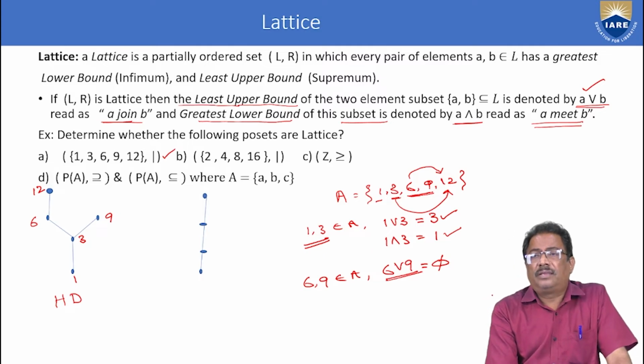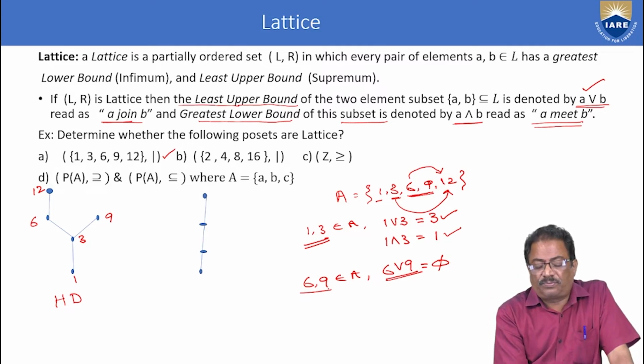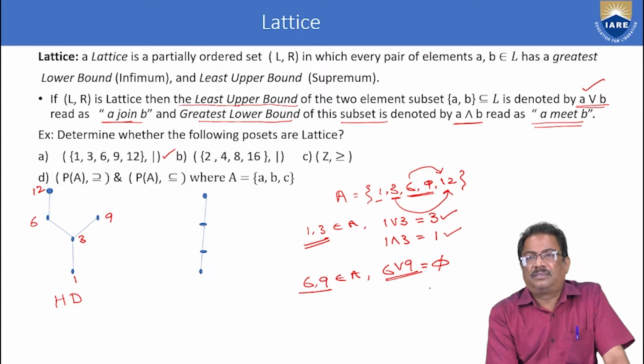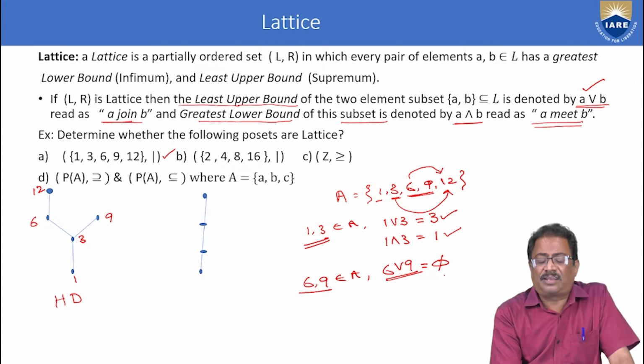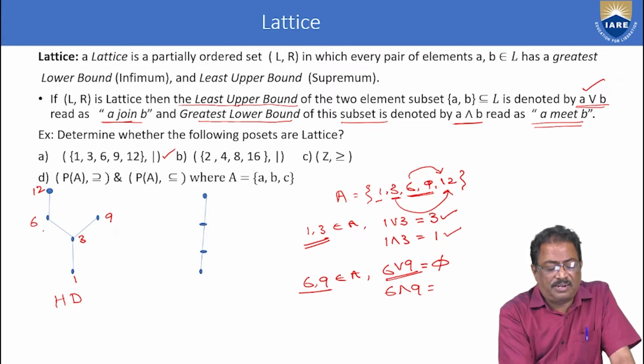So, whenever any two-element subset of the given set does not have a least upper bound or a greatest lower bound, either one being impossible, then it is not a lattice at all. Of course, I can consider the greatest lower bound of 6 and 9.